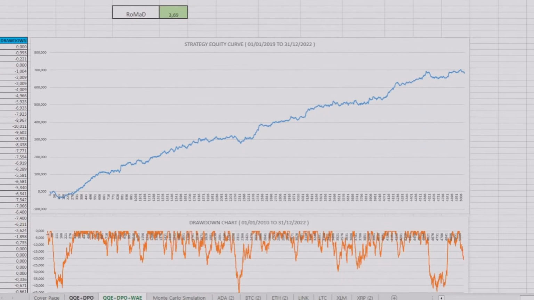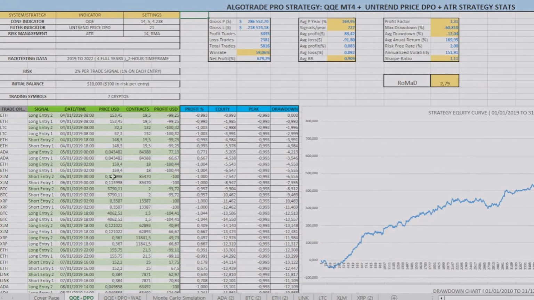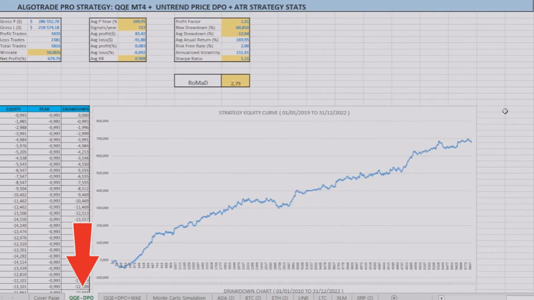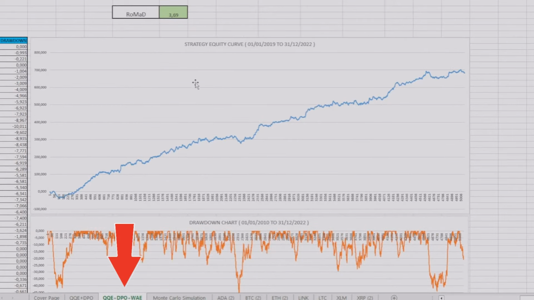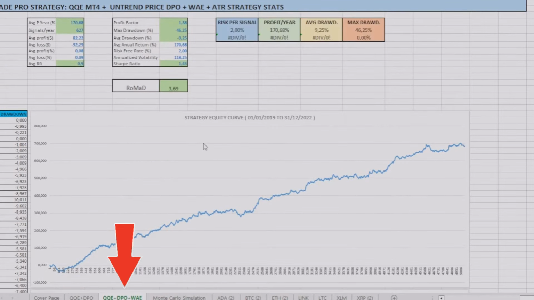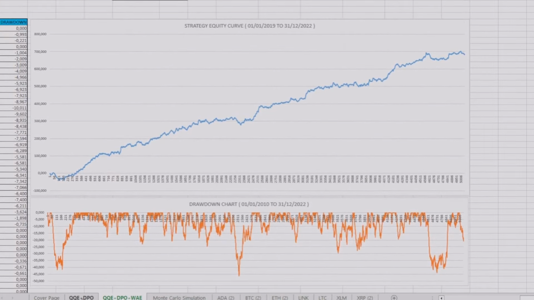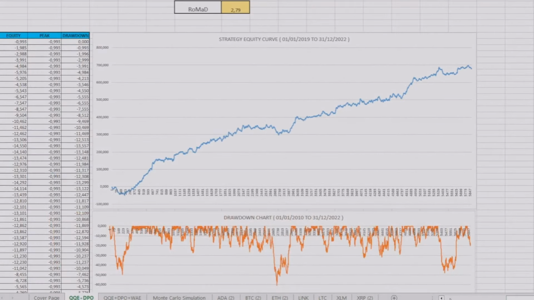In order to better understand the variations that our new volume indicator makes in my strategy, I will compare each statistical value with the values presented in the second episode. So, on this side, I have the sheet with the data from the Ep.3 plus the untrend price DPO indicators with the respective settings. And on this side, I have the sheet with the same indicators plus the quadrature explosion. Firstly, we can see that the equity curve continues to be pretty consistent.